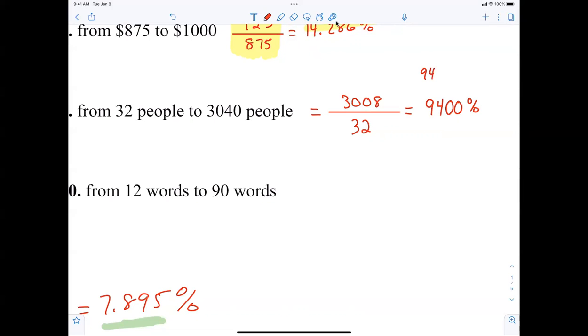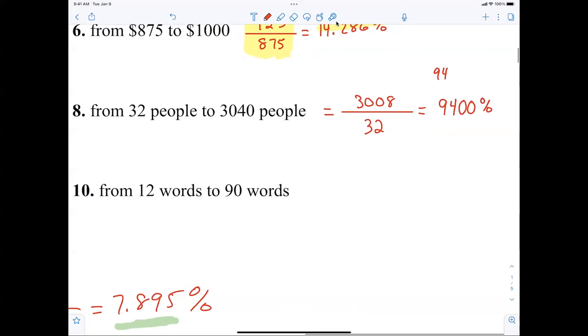You hear me, Mr. Cappy? Oh, would the decimal be behind it? You went up so much, right? Yeah. You went up a whole bunch. All right, so that's why we say we went up 9,400%. Okay, next.